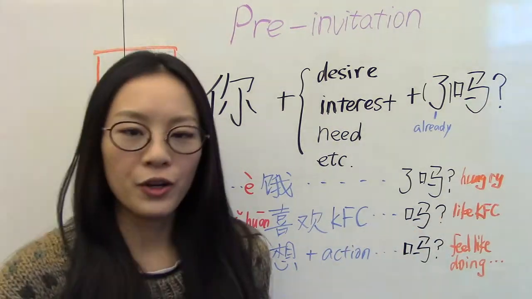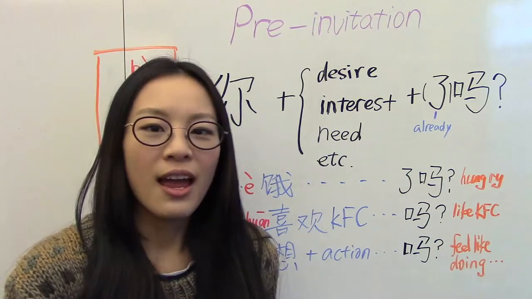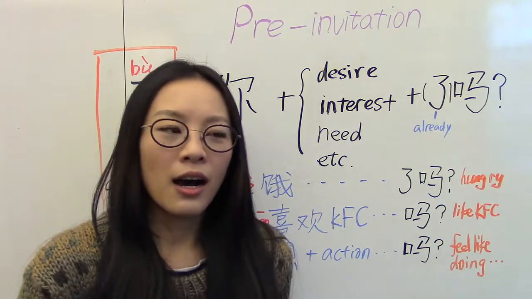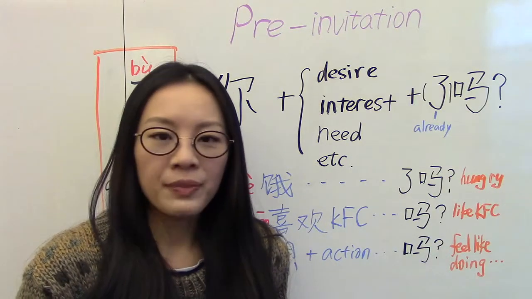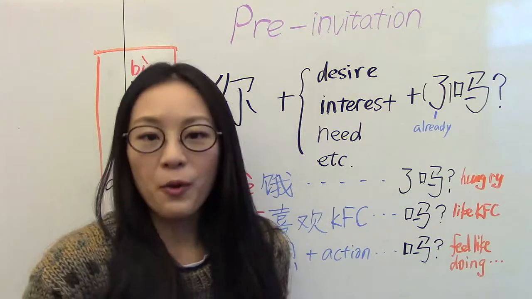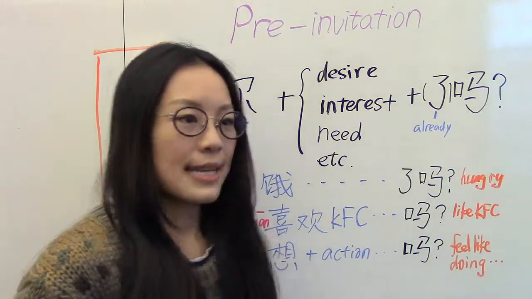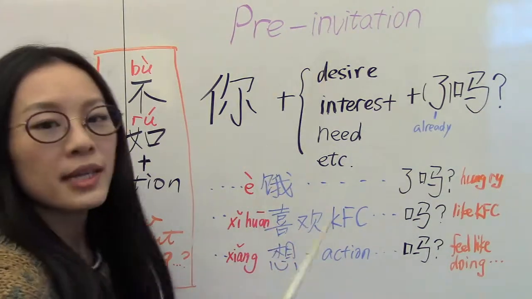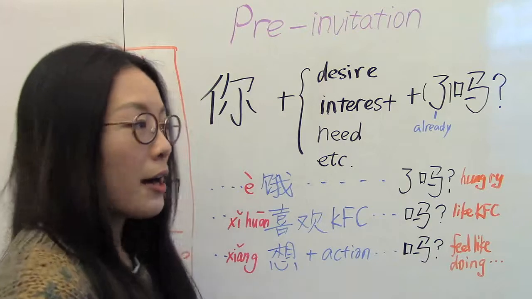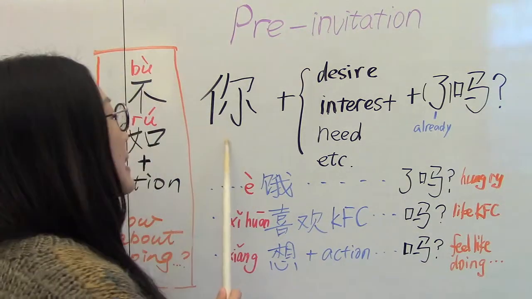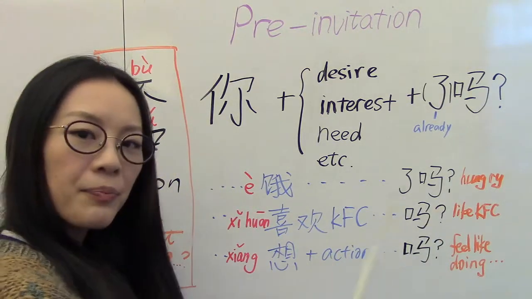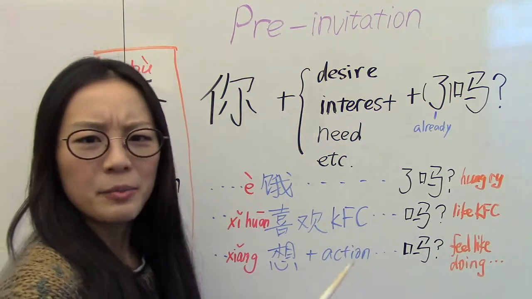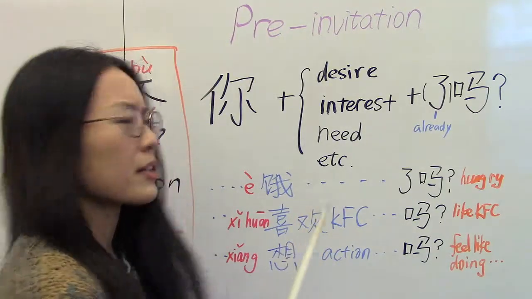So we all know eating is a very big thing in China, and you probably ask people or get asked by your Chinese friends for food hunting very often. So if you want to invite someone to go eat with you, then you can ask 你饿了吗, which means are you hungry? Or you can say 你喜欢 KFC 吗, which means do you like KFC? I know this is a bad example. I mean, who likes KFC, but it doesn't matter.